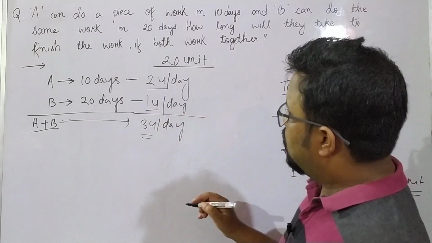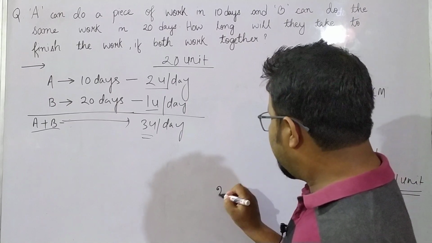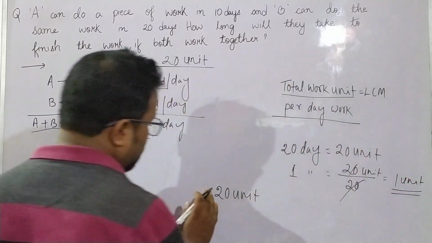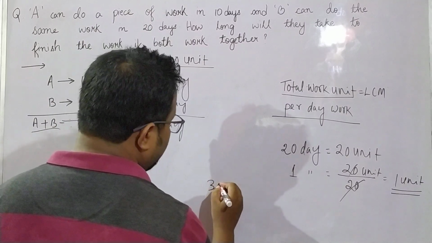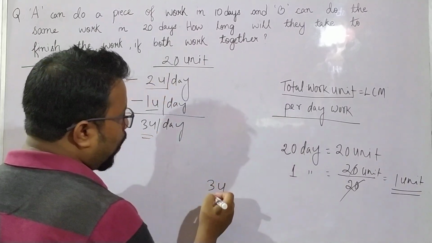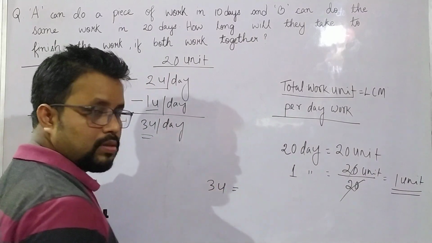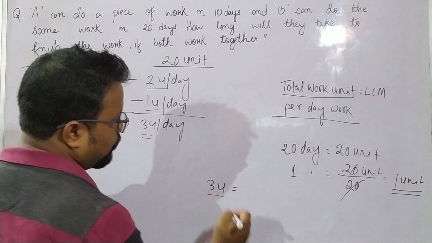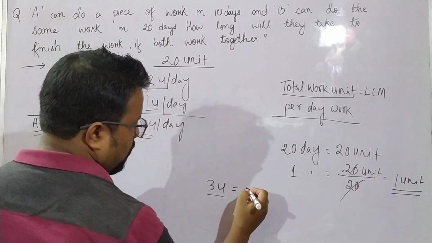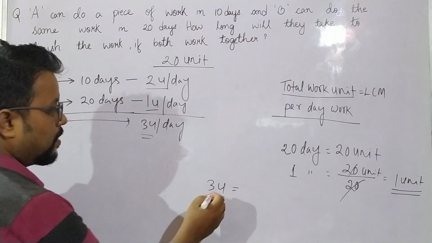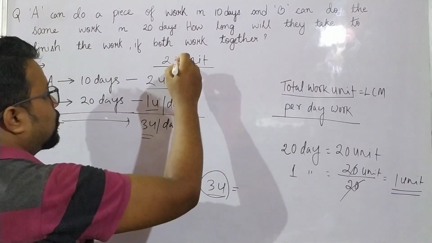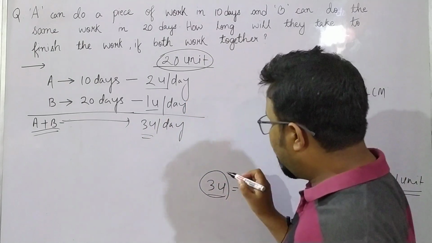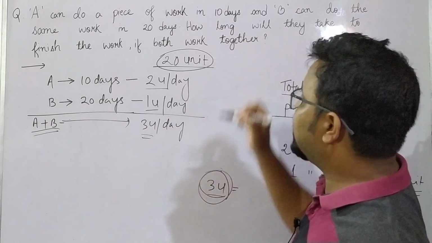In 1 day, the total work of A and B is 3 units. So can you tell me, if they do 3 units in one day, how many days are needed to complete 20 units? If they do 3 units in a day, how many days are needed to complete 20 units?